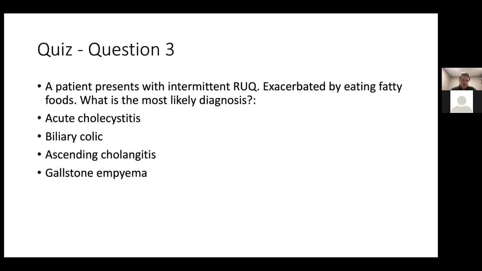Okay, so a patient presents with intermittent right upper quadrant pain, exacerbated by fatty foods. What is the most likely diagnosis? Is it cholecystitis, colic, cholangitis, or an empyema? So this patient has right upper quadrant pain after eating fatty foods. The pain eventually resolves, but it's exacerbated when she eats. So it sounds like biliary colic.